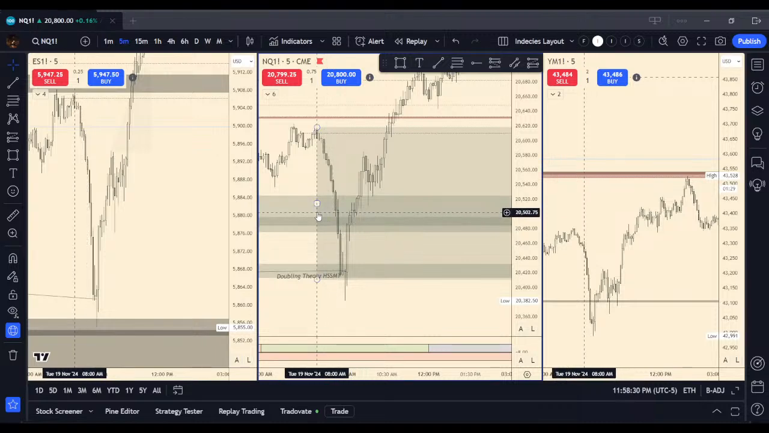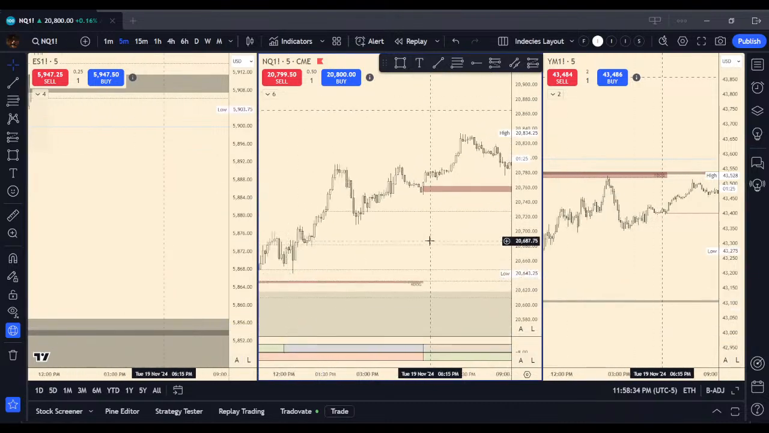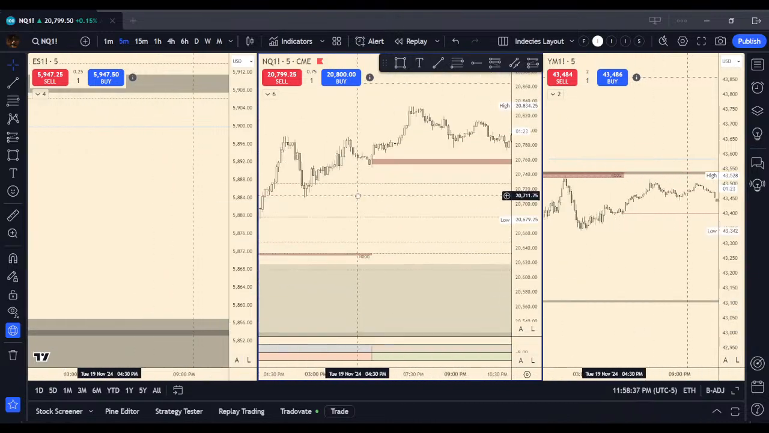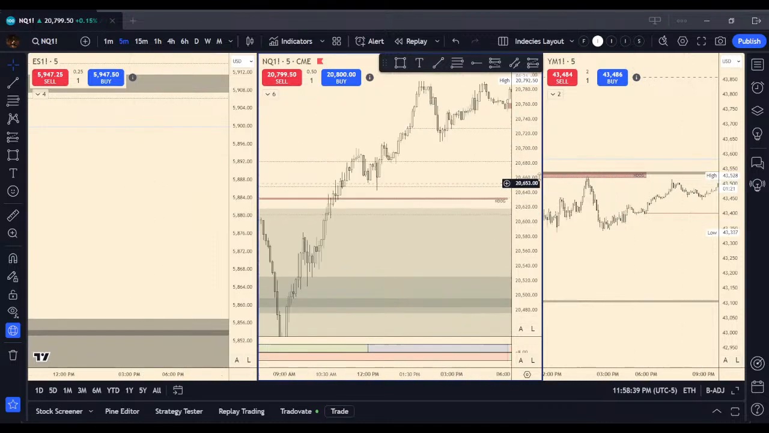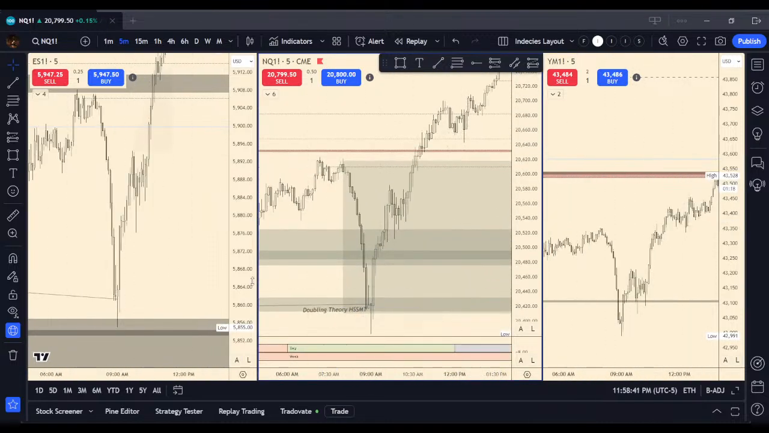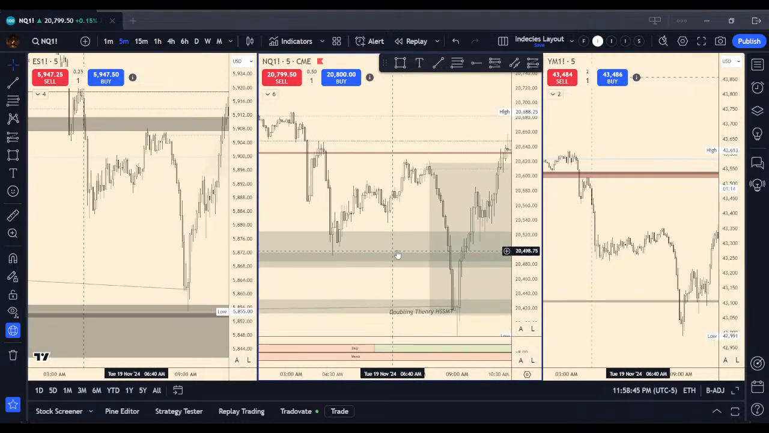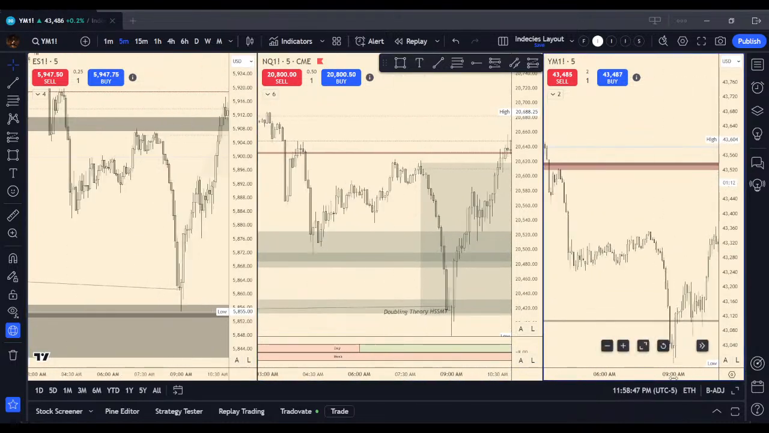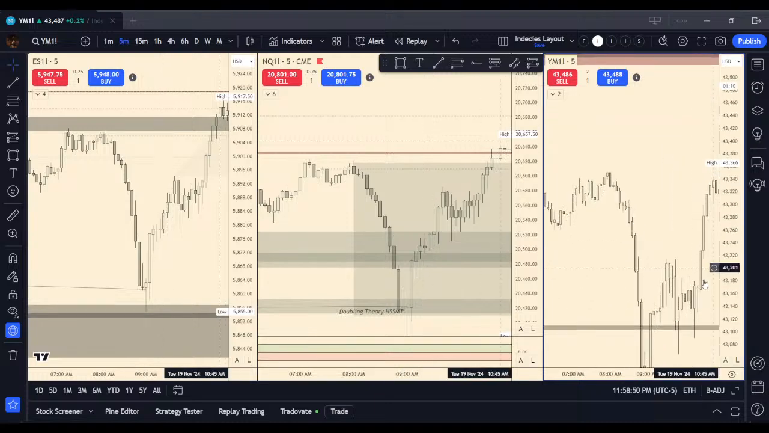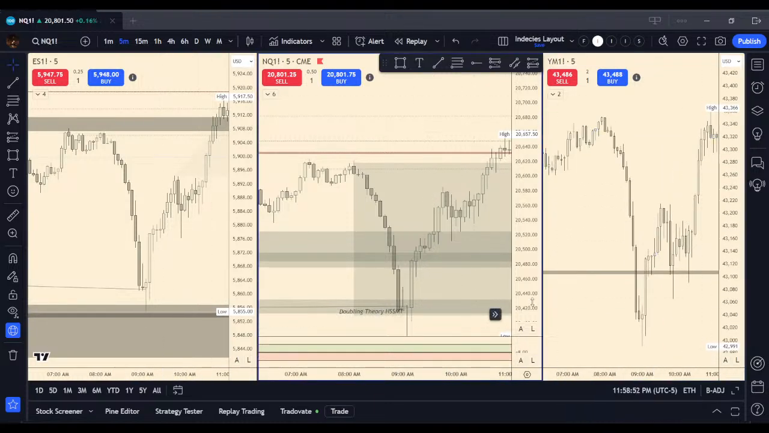That's what happened today. And the price rallied and just kept going, and it's still even continuing. That's how powerful doubling theory is. It's insane. Doubling theory is actually crazy. Like, the fact that nobody talks about this either is nuts to me. We really need to be talking about how powerful this is.